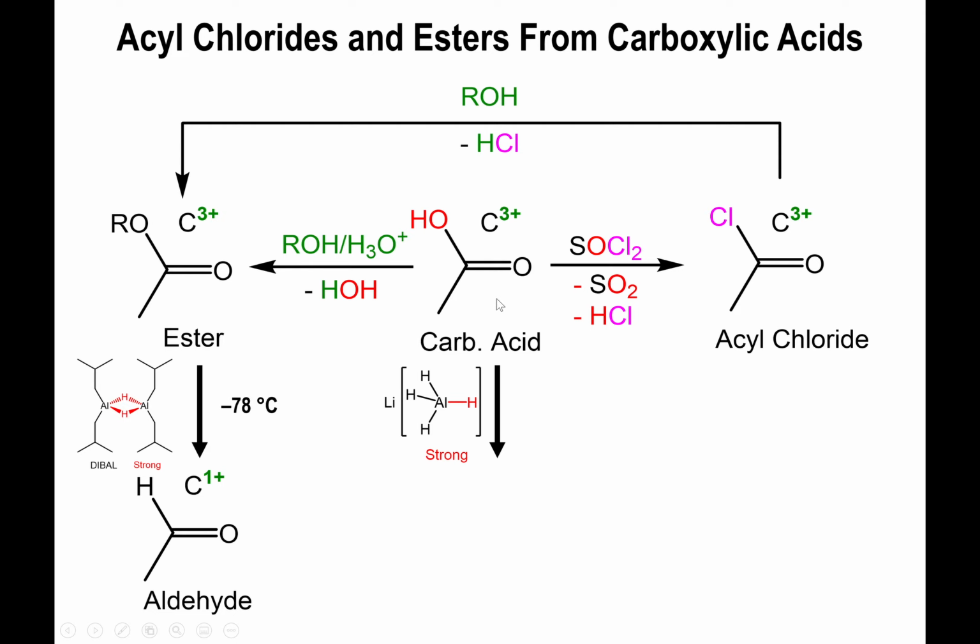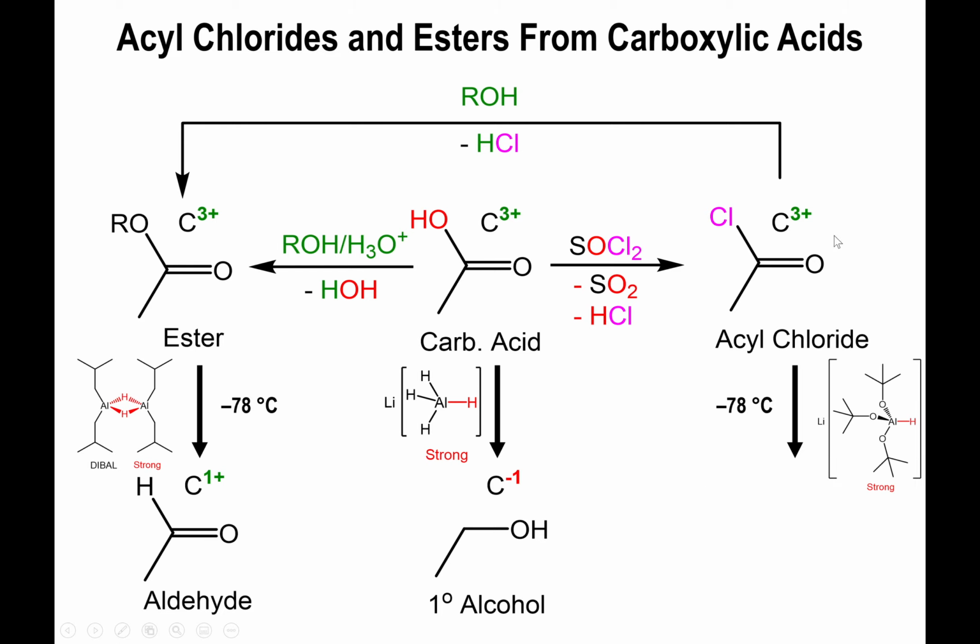You could treat the carboxylic acid with lithium aluminum hydride. That will take you directly to the primary alcohol, right? Which might not be what you want if you are looking for the aldehyde in particular. Now, the other option, of course, is to take your acyl chloride, lower the temperature to -78 degrees Celsius, and react it with lithium tri-tert-butoxyaluminum hydride in order to form the corresponding aldehyde.